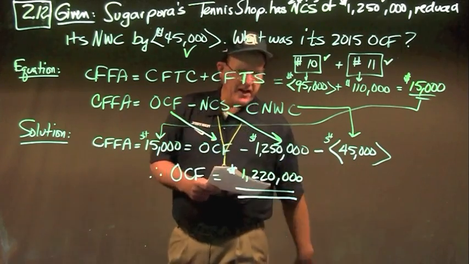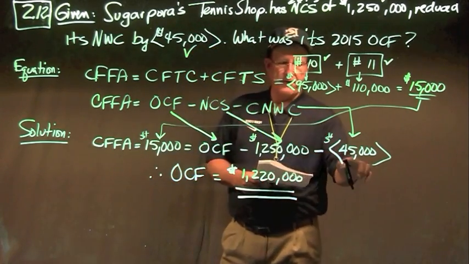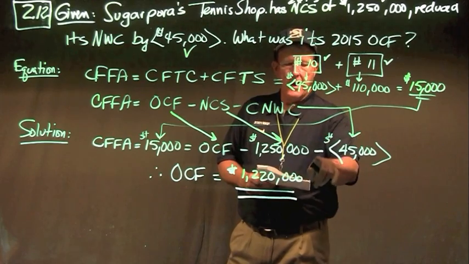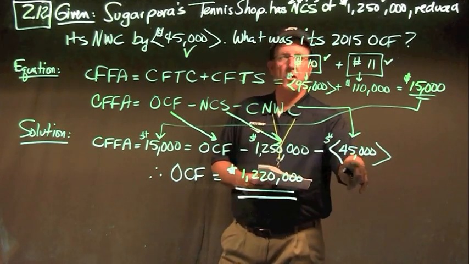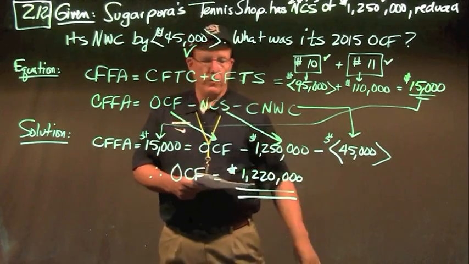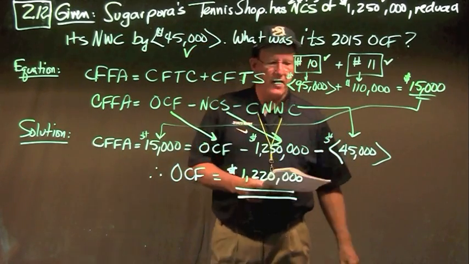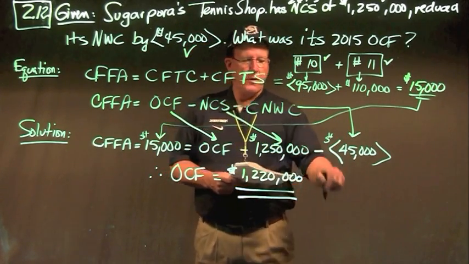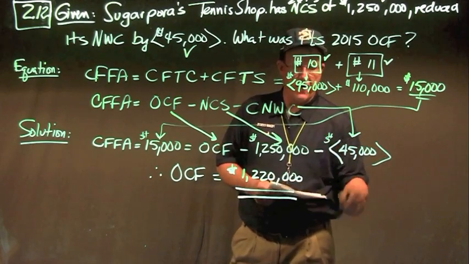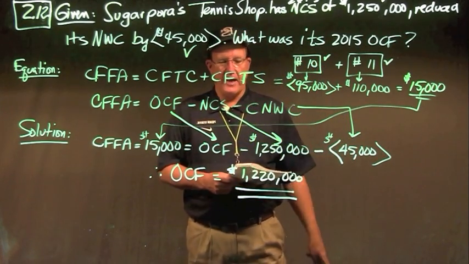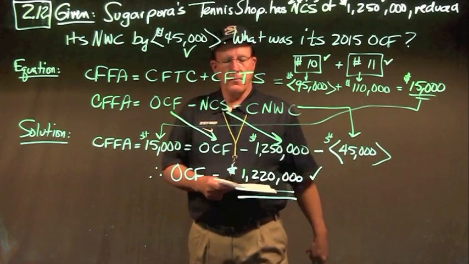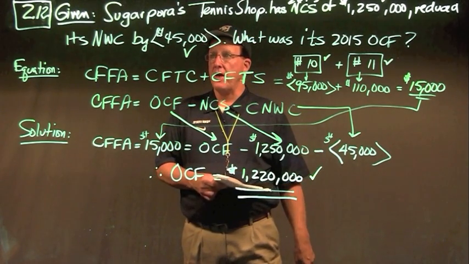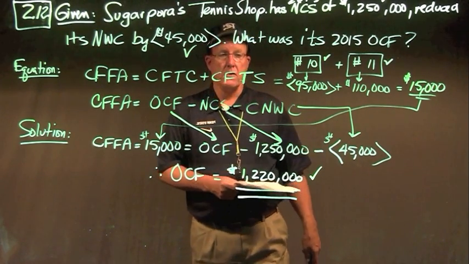$1,220,000. Now, if you got a slightly different answer, $90,000 off, that's because you forgot to reduce the net working capital, or reduce the change in net working capital. It's given up here, reduced it by 45,000, so we must plug that in as a negative 45,000. If you put this in as a positive 45,000 and subtracted it, you should get an answer of 90,000 different than this. This is the correct answer, $1.22 million for OCF in number 12. There are your answers to number 12.